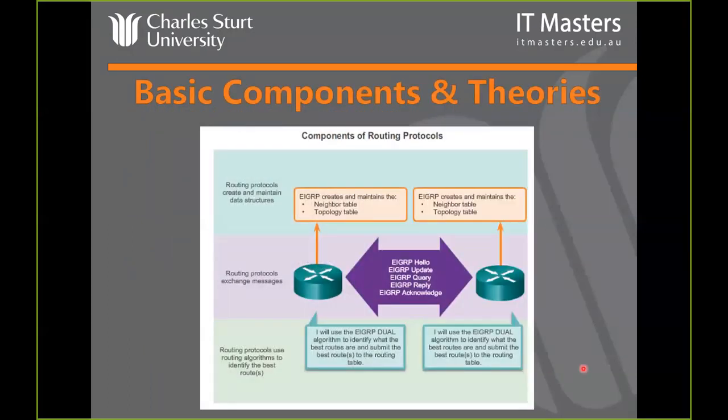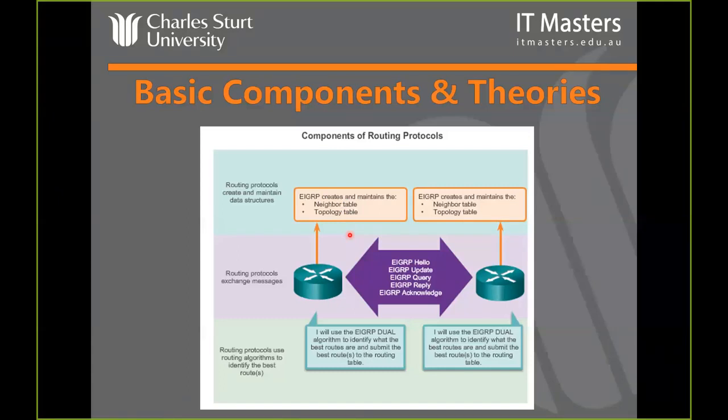So those are the basic components and theories around routing and routing protocols. I think the main thing that I want you to get out of this is an example using EIGRP. You'll see EIGRP has a number of different packet types that it uses to talk between routers to ensure that routing updates are transferred securely. We don't really need to go into too much detail on that. But the main thing I want you to get out of this particular graphic is that there is a neighbor table and a topology table.